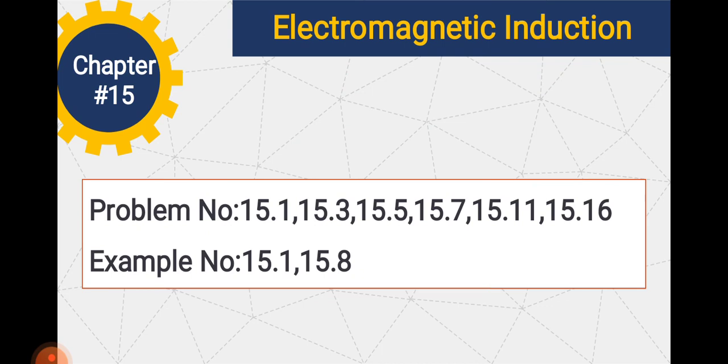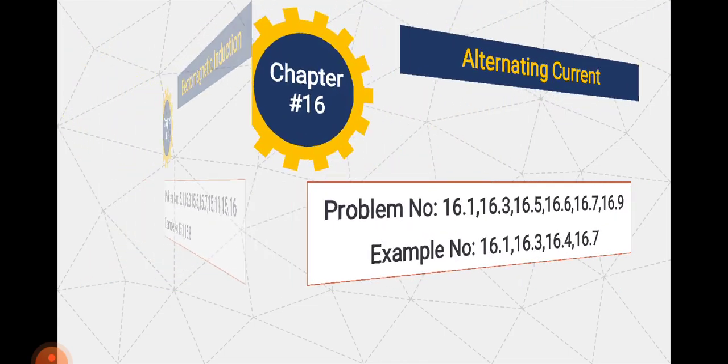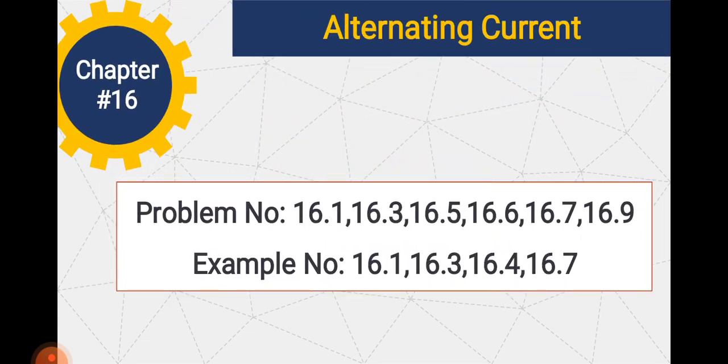So by solving all of these problems and examples, you will be able to get 100% marks in the subjective part numerical problems. And now chapter number 16, which is about alternating current. In this chapter there are some problems like 16.1, 3, 5, 6, 7, 9. These numerical problems are important, and example number 1, 3, 4 and 7. These examples are important from the paper point of view, which can be asked in the paper.